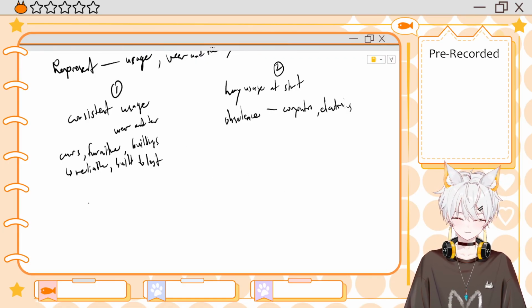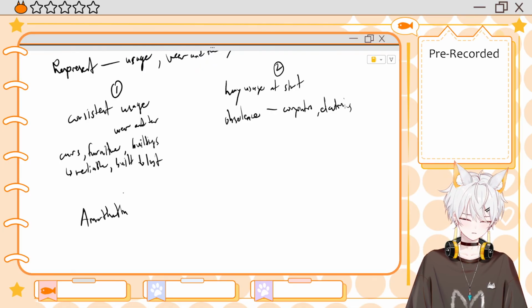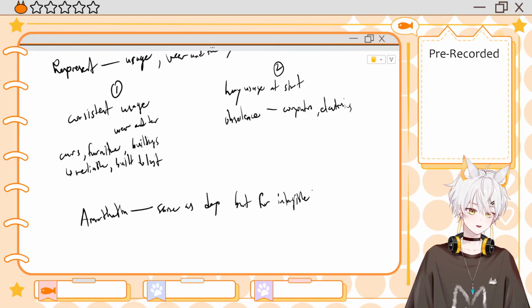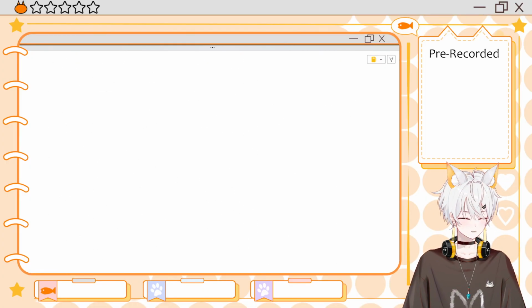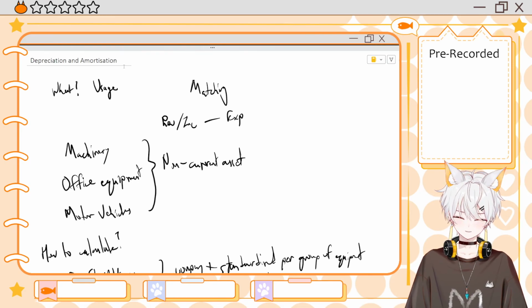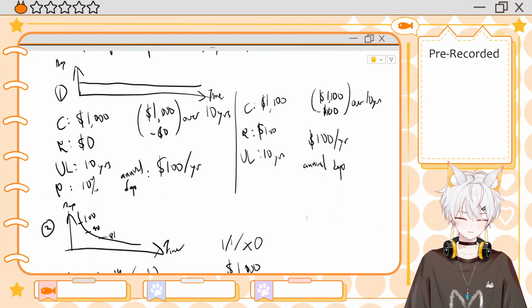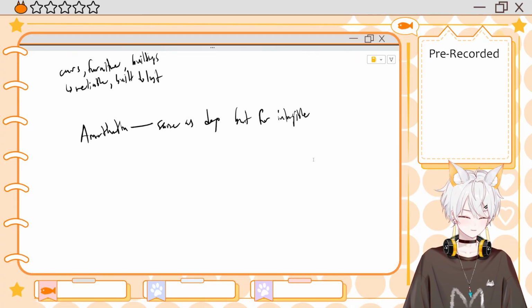Amortization is actually the same. Amortization is the same, but for intangible assets. I wouldn't go into detail on this because I've yet to cover this in my lessons, so I will come to this in the future. So maybe instead of this, I'll just say depreciation. Let me remove this. Okay, so it's just depreciation, right? And yeah, I think we can end it off here.